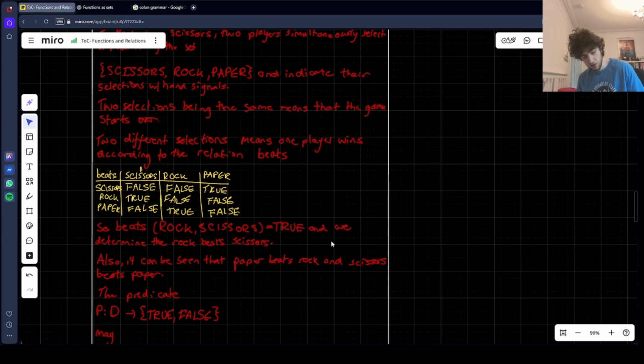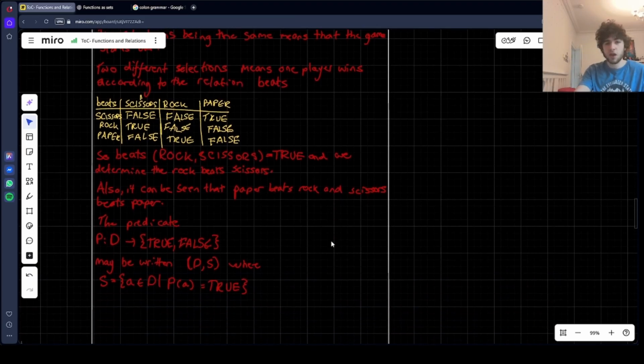So another way that you can write this is effectively as an ordered pair itself. So (D, S) like that, okay, where S is equal to the set of all input values such that when you plug them into your predicate, you get true as an output. Okay, so this is just another way of doing it, right?